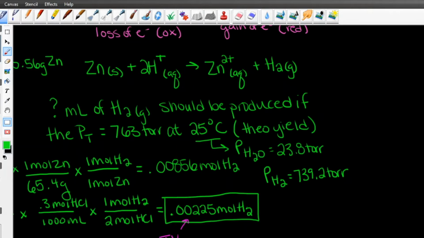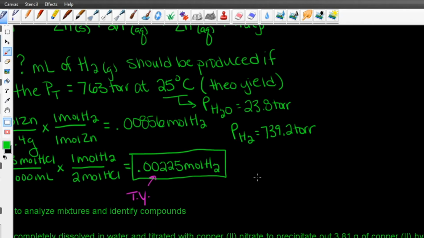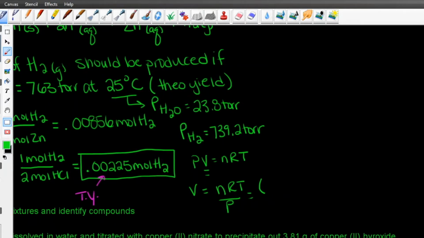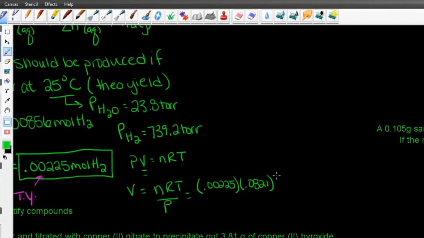So now I can use PV equals nRT. What am I looking for? I'm looking for volume, so volume is equal to nRT over P. My moles of gas is my theoretical yield, 0.00225. 0.0821 is my constant. My temperature is 298 Kelvin.